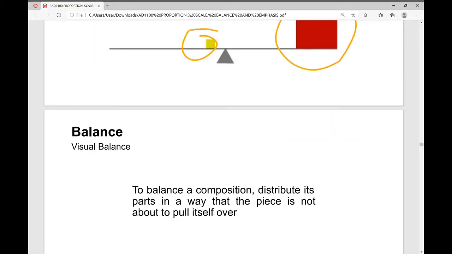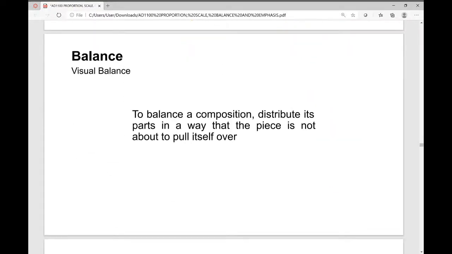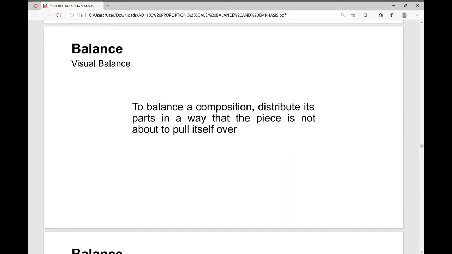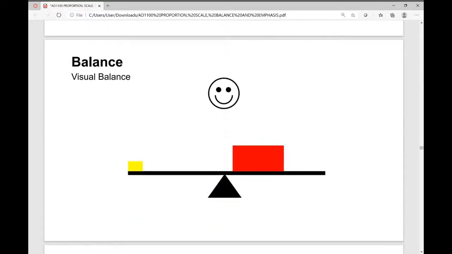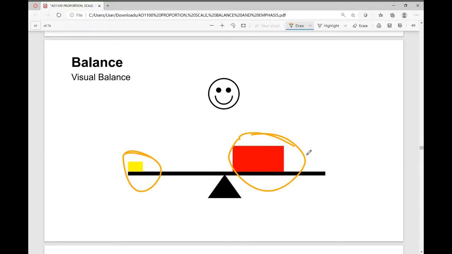So to balance a composition is to distribute parts in a way that the piece is not about to pull itself over. As you can see, this is a more visual balance. This is actually creating more weight, and this is set more into the middle, so it doesn't have this weight over here.